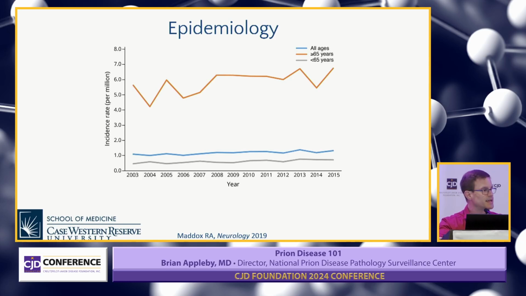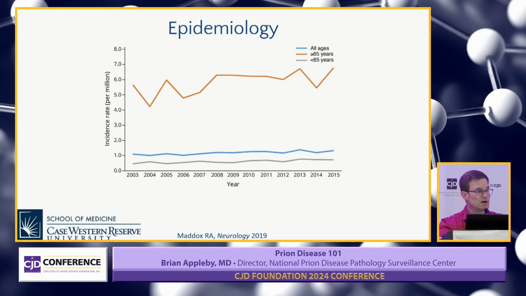If you average that, it's about 1 to 2 per million per year, probably closer to 2 per million per year. But if you separate it by age, you see that that differs substantially. The number 1 risk factor for sporadic prion disease is actually age. So if you look at those over the age of 65, the incidence is about 4 to 7 per million per year. Of course, it's mainly a disease of mid to late life. So if you look at younger people under the age of 65, that incidence is under 1 per million per year.